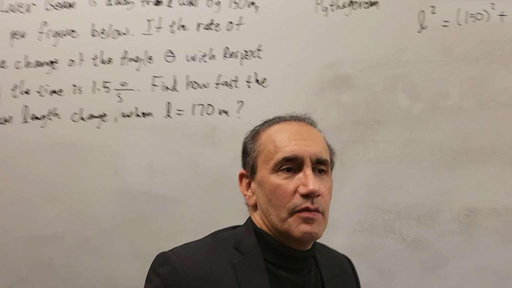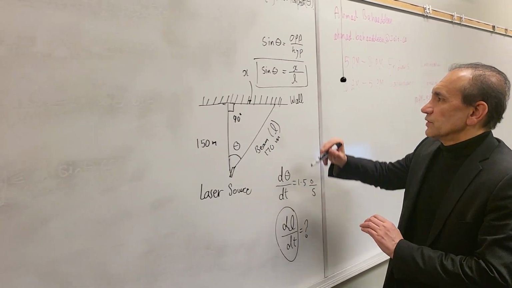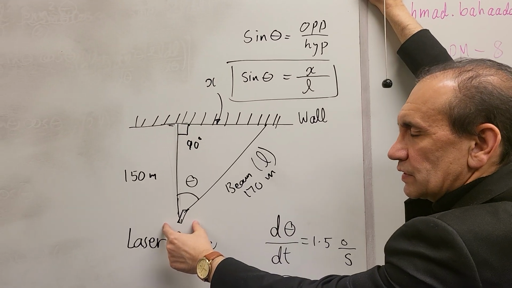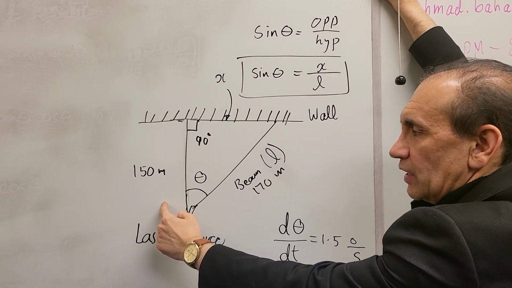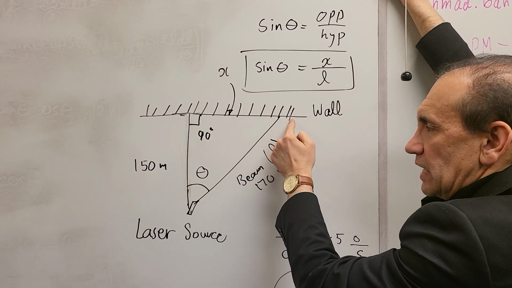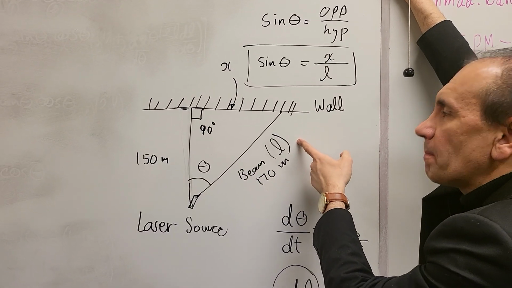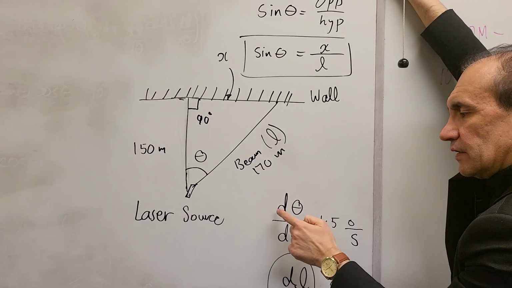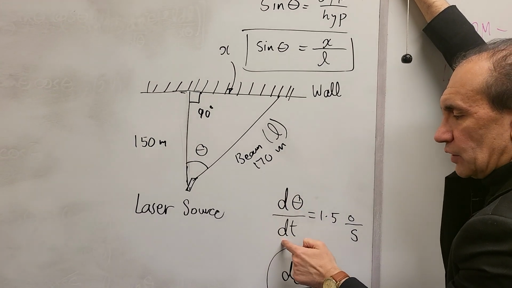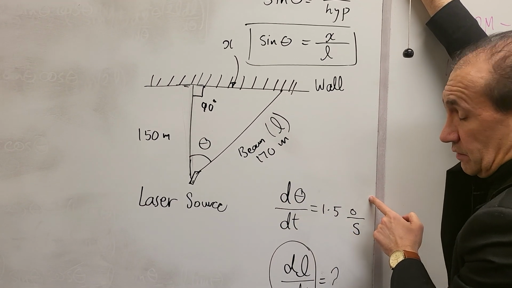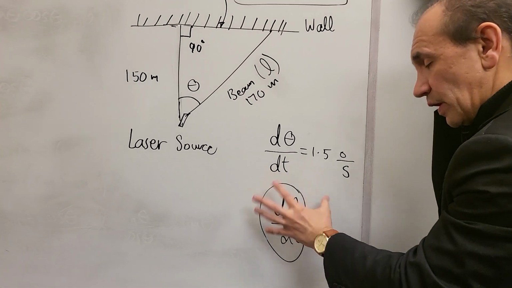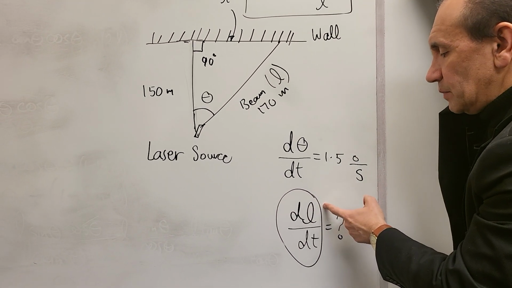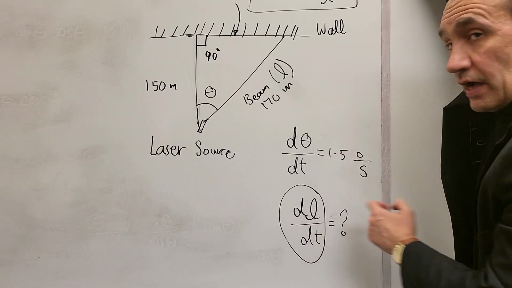We show you the most important figure here. So this is the wall we have, and the laser source is here, away from the wall by 150 meters. The beam of the laser is here, which we named L, and this is a right angle triangle. The question gave us the rate of change of the angle with respect to time, 1.5 degrees per second, and the question is asking for dL over dt, which is how fast the length of the beam will change with time.